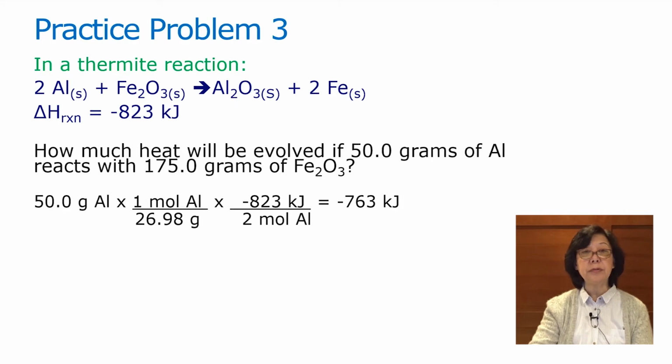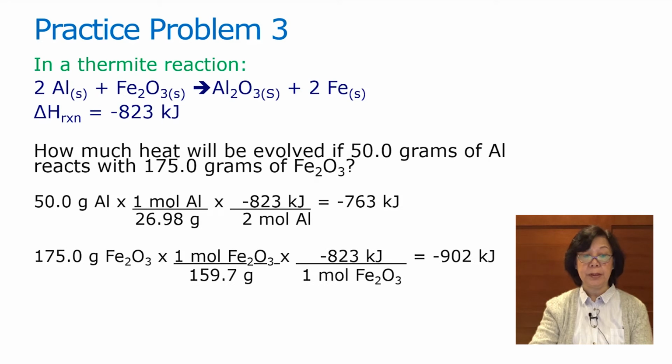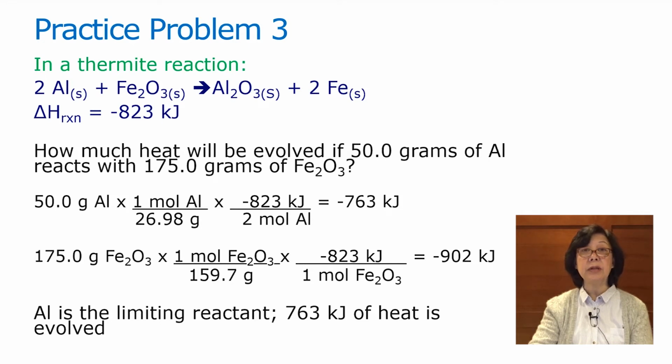Taking the 50 grams of aluminum, converted into moles of aluminum and multiplied by negative 823 kilojoules tied to 2 moles of aluminum from the equation, we have negative 763 kilojoules of heat. Taking 175 grams of iron oxide, converted into moles of iron oxide and then related to 1 mole of iron oxide for negative 823 kilojoules of heat released, we calculated negative 902 kilojoules. Obviously, the aluminum produces less heat. Therefore, it is the limiting reactant. The heat release is 763 kilojoules.